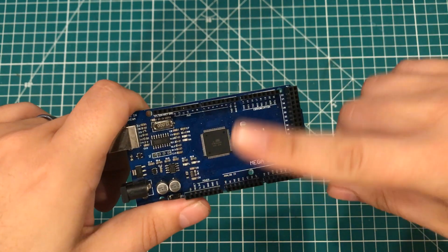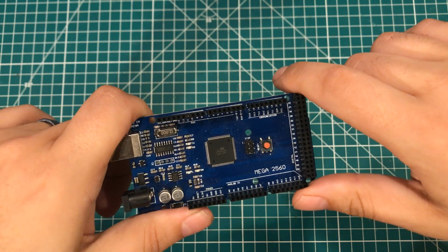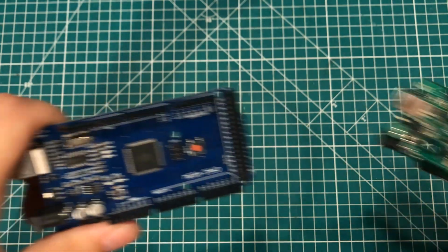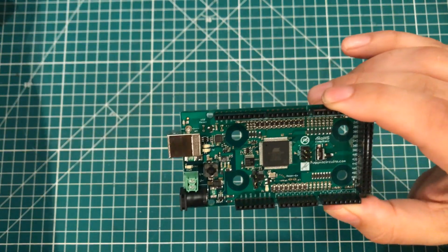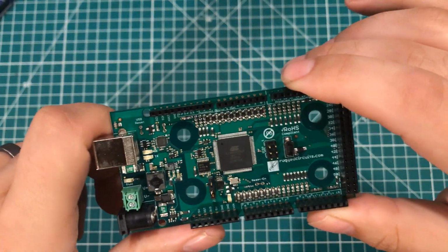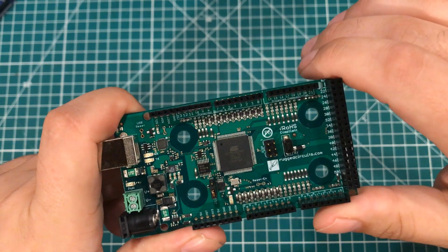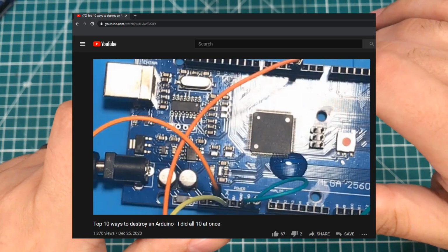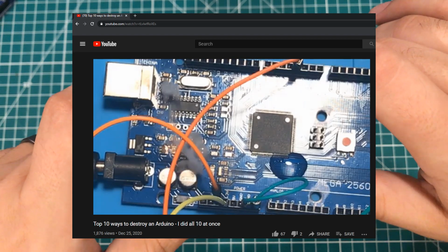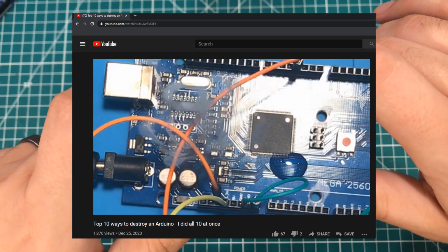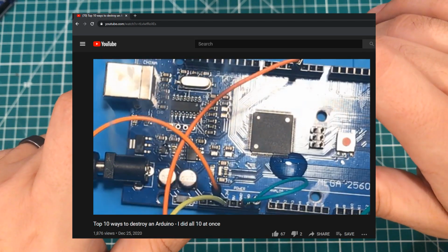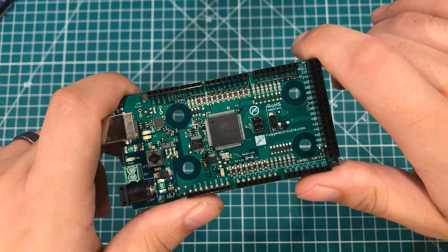But there is one company out there who says otherwise, and that company is Rugged Circuits. They sent me this after seeing my video about all the different ways to destroy an Arduino. And they said, you know what? Yeah, we saw all the different things you did to that Arduino. And basically, this board can stand up to all of them and can do a whole lot more.